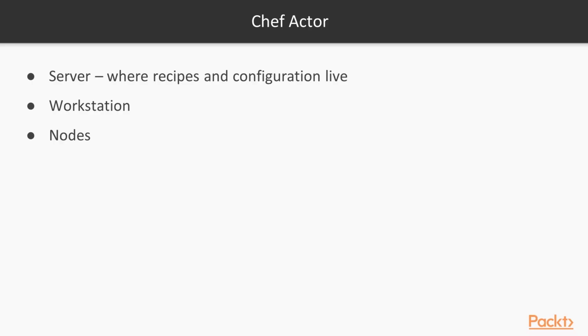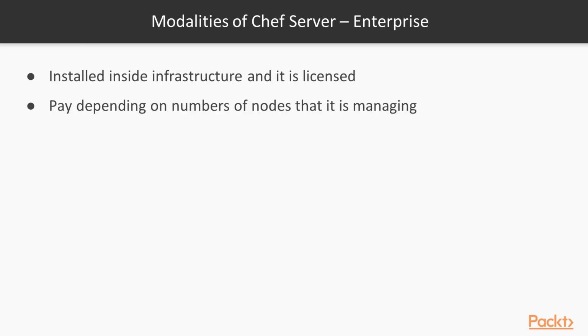In Chef, there are three actors: server, workstation, and nodes. The server is where the recipes and configuration live. There are three modalities of the Chef server. The first modality is Enterprise. This can be installed inside your infrastructure, and it is licensed, so you need to pay depending on the number of nodes that it is managing.